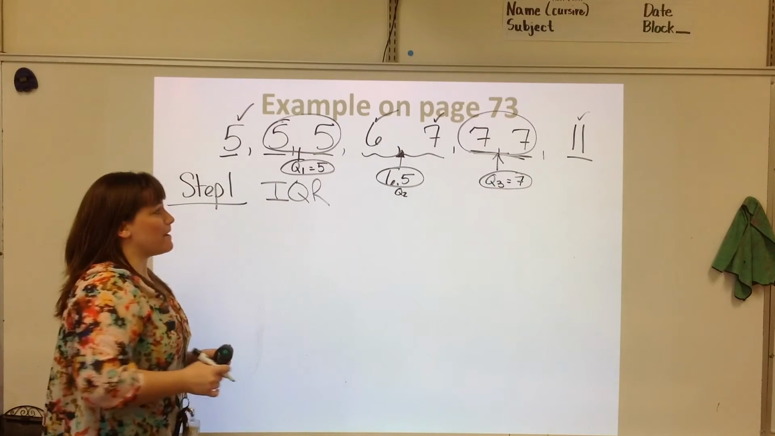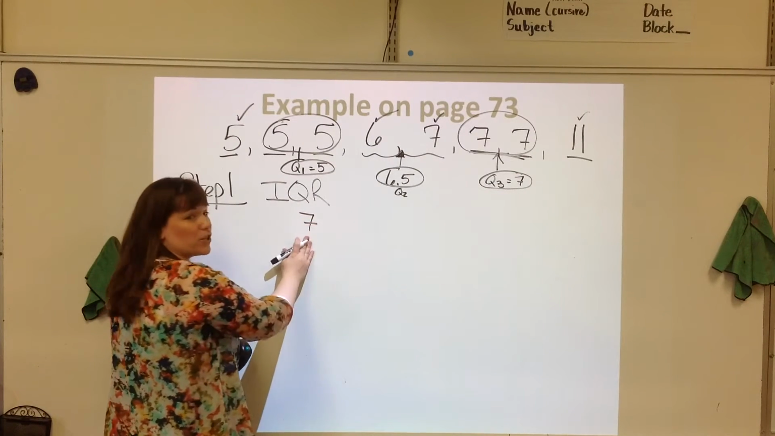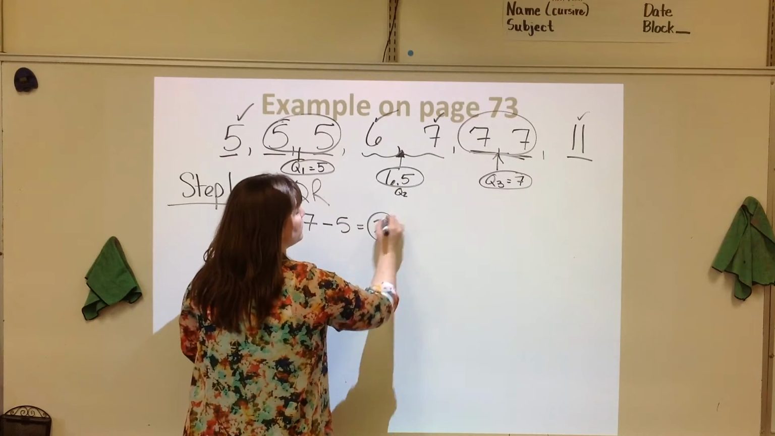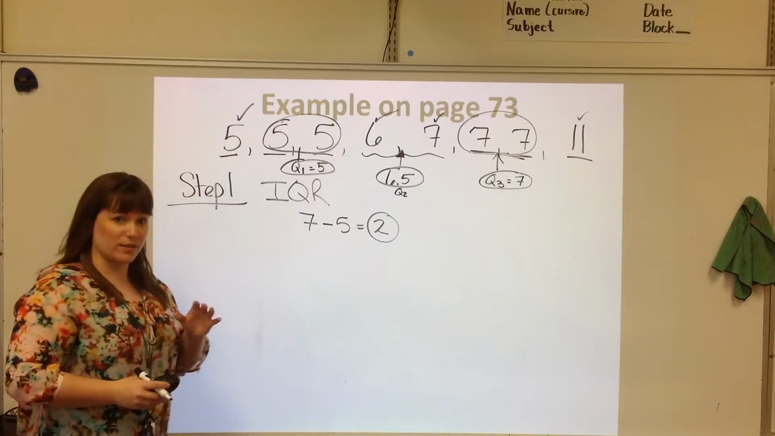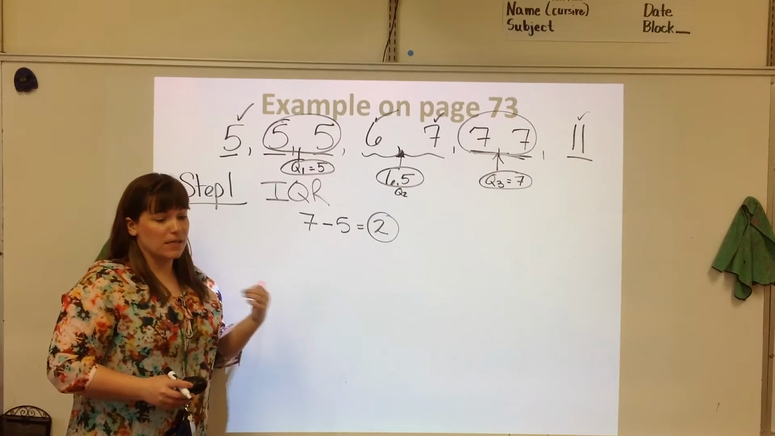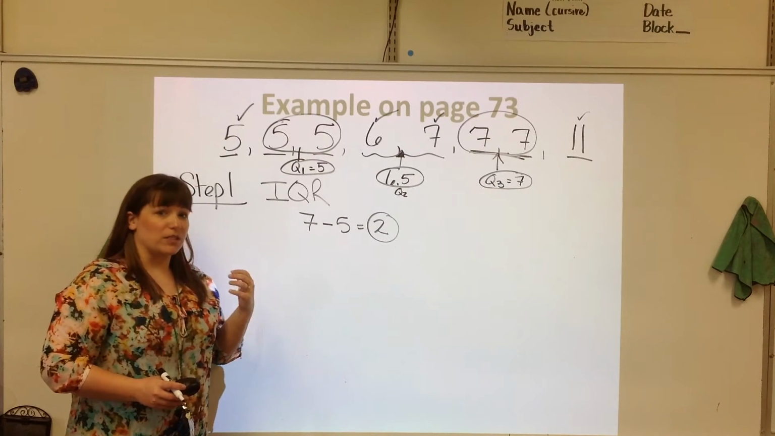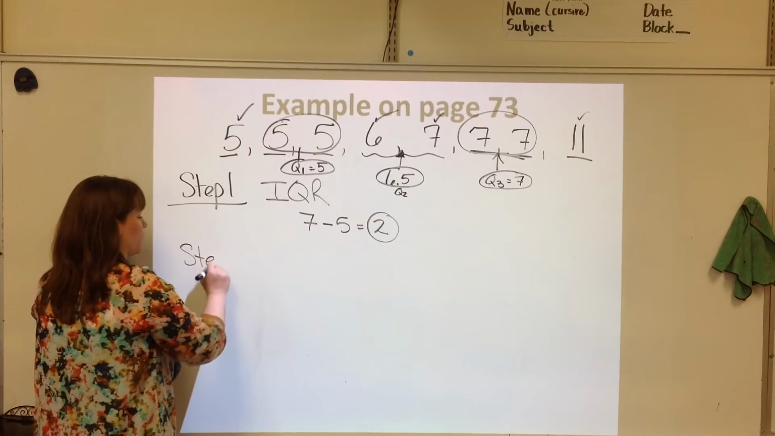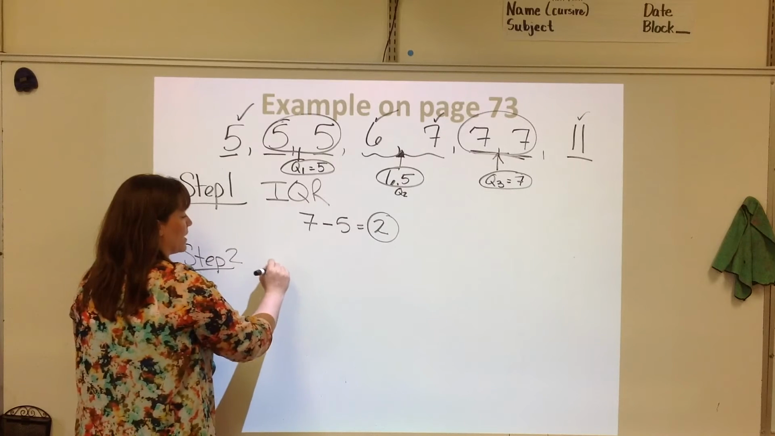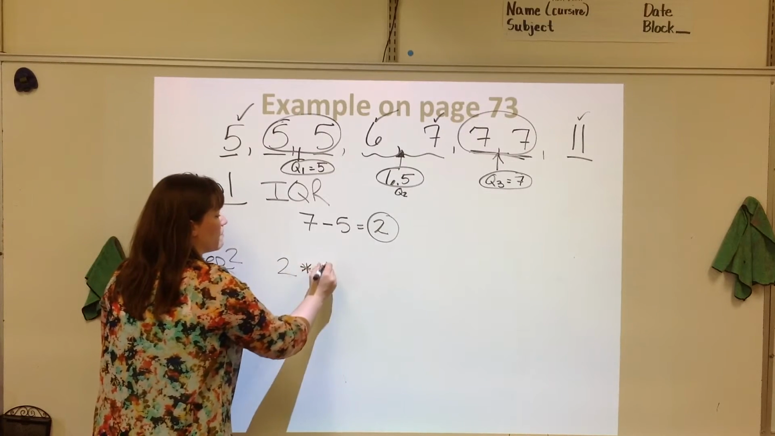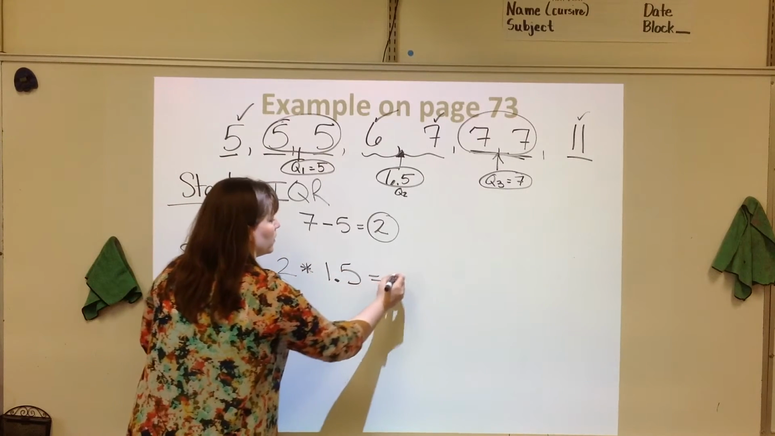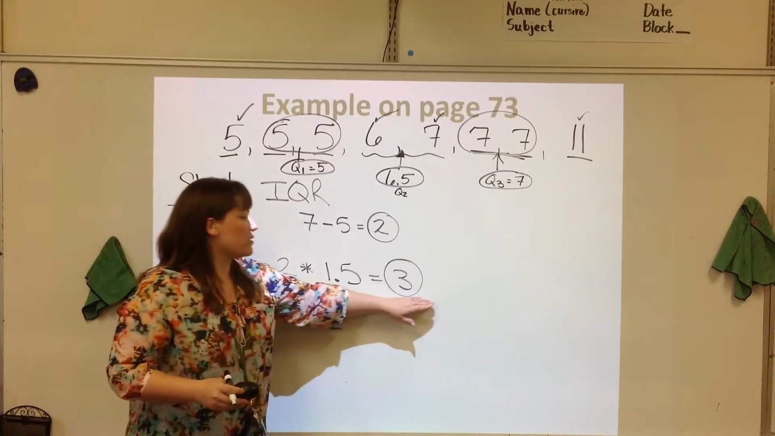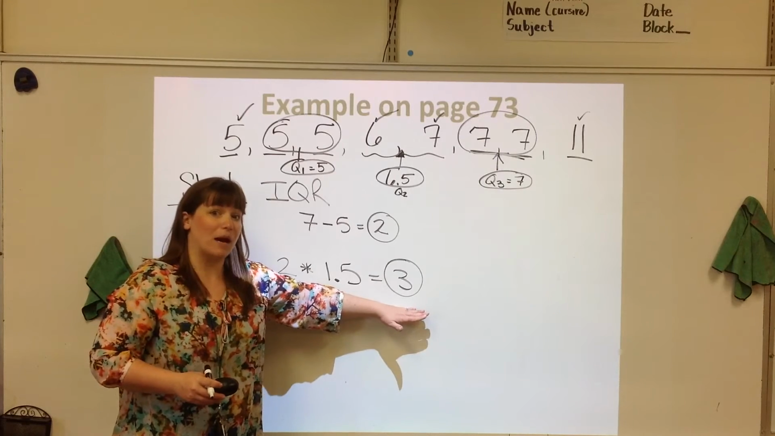In order to find the IQR, we're going to take our 7, which is our Q3, subtract our 5, and our IQR is 2. So that's step 1. We need this number because now we're going to take 2, and for step 2, we're going to multiply 2 by 1.5, which is 3. Now this helps us get the fence, the boundary.